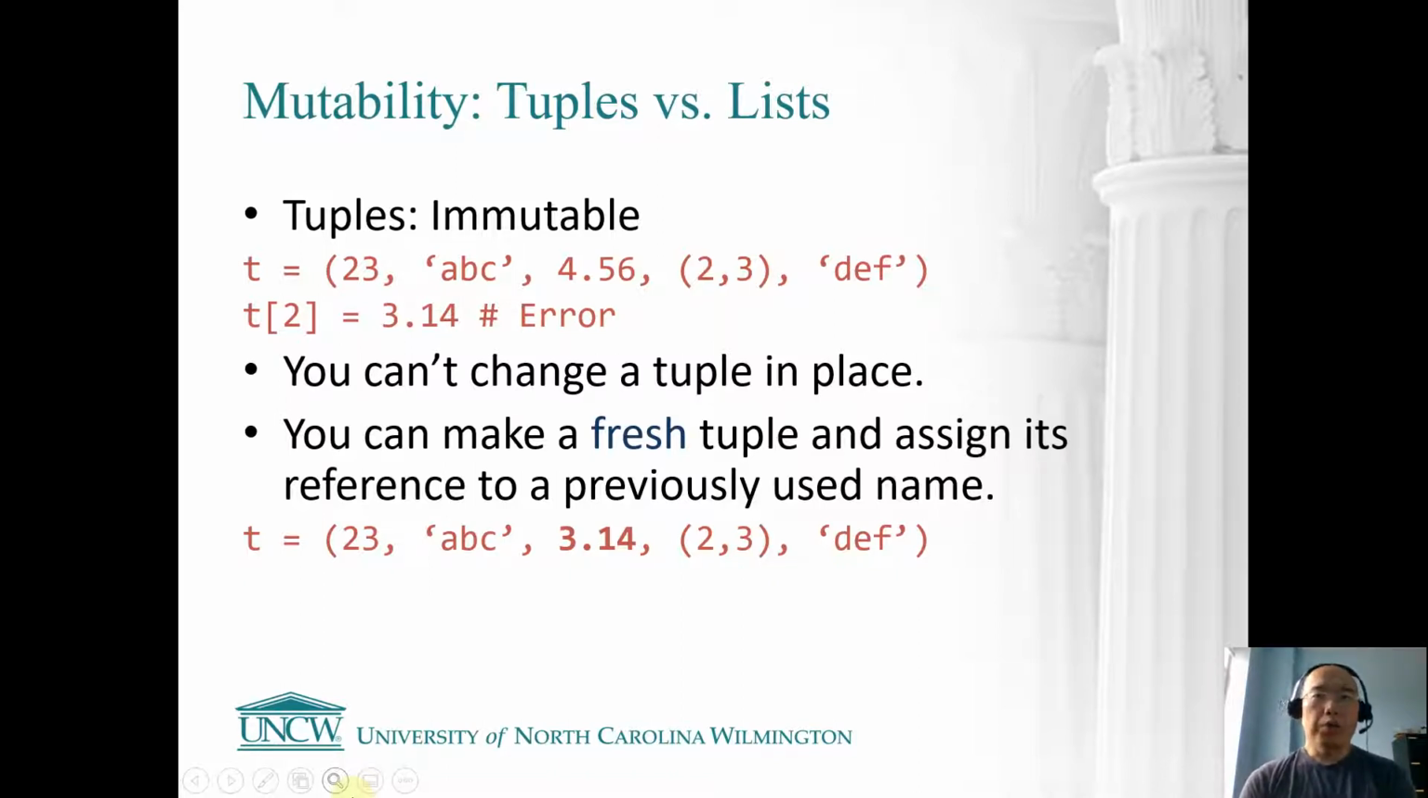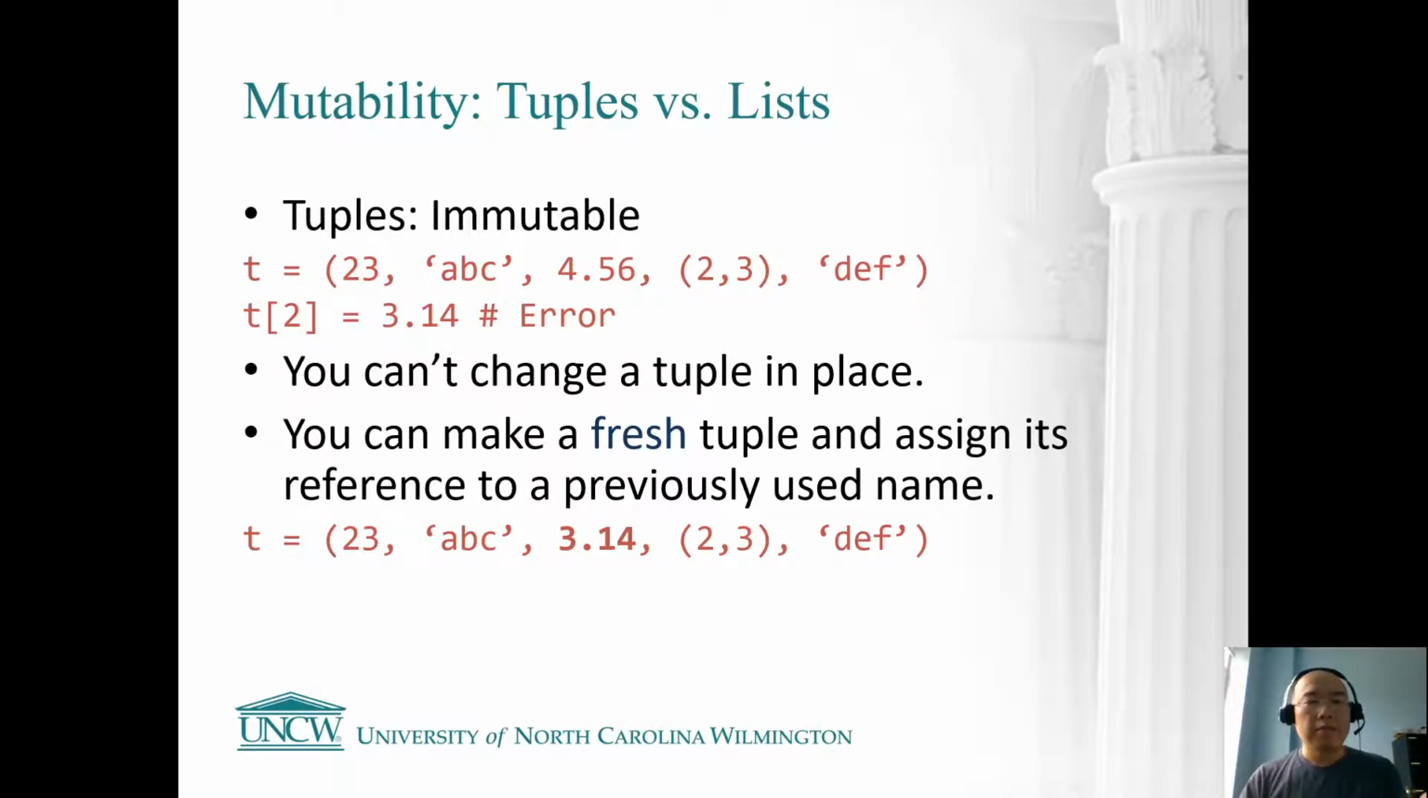Okay, so let's see. For mutability, this is what we know. Tuples are immutable, and lists are mutable, right? By saying tuples are immutable, this means if we have a tuple t and we want to do t[2] = 3.14, we cannot do that. Why? Because we are plugging a new value into this tuple. In other words, that is an in-place change, and any in-place changes cannot be done on tuples.